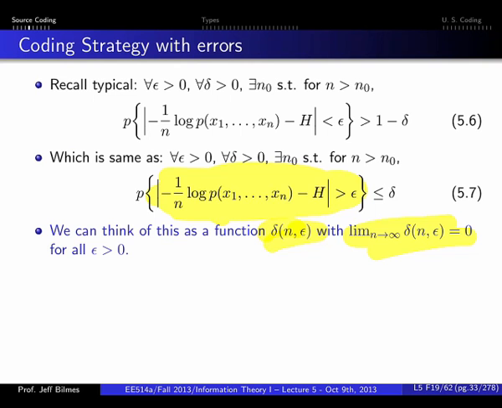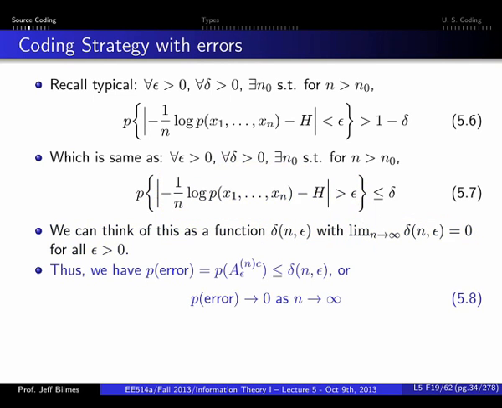So that basically means that eventually, when n gets big enough, that's going to happen. And this quantity then is the probability of error, or at least it upper bounds the probability of error. Here's the probability of error, and here's delta, which is this delta n epsilon. So this basically means that the probability of error is going to go to 0 as n goes to infinity.